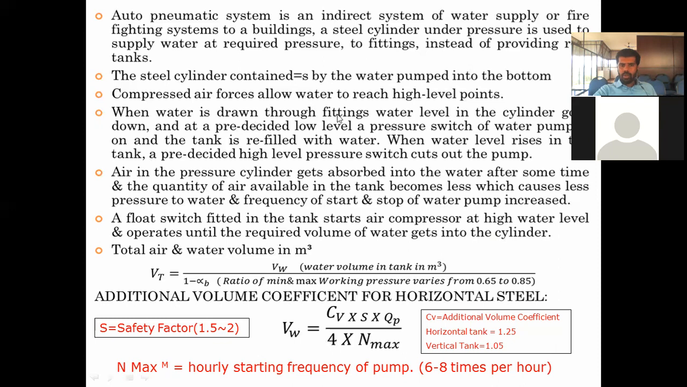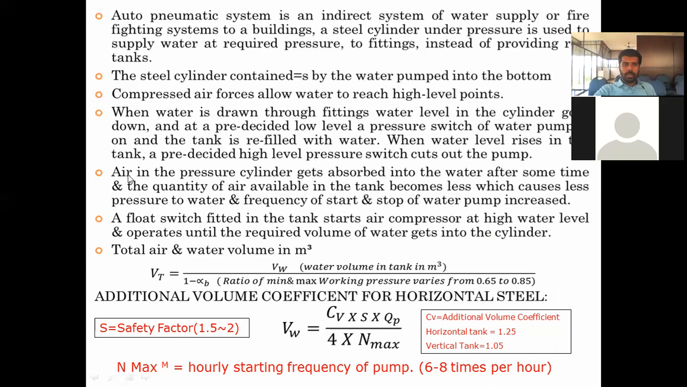So when water is drawn through the fittings, the water level in the cylinder goes down, and at a pre-decided low level, a pressure switch of the water pump is on, and the tank is refilled with water. When the water level rises in the tank, a pre-decided high-level pressure switch cuts off the pump.